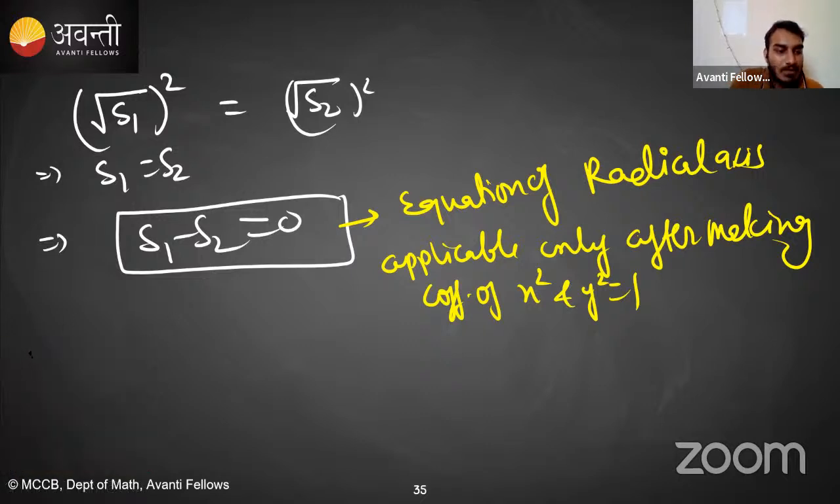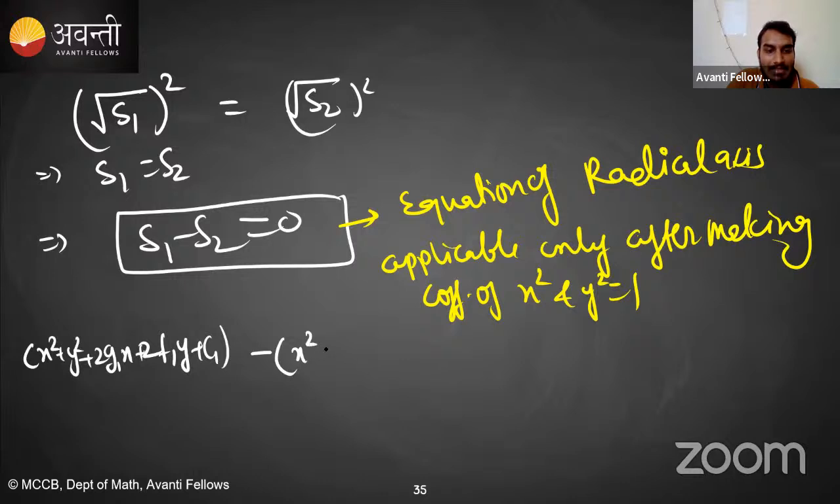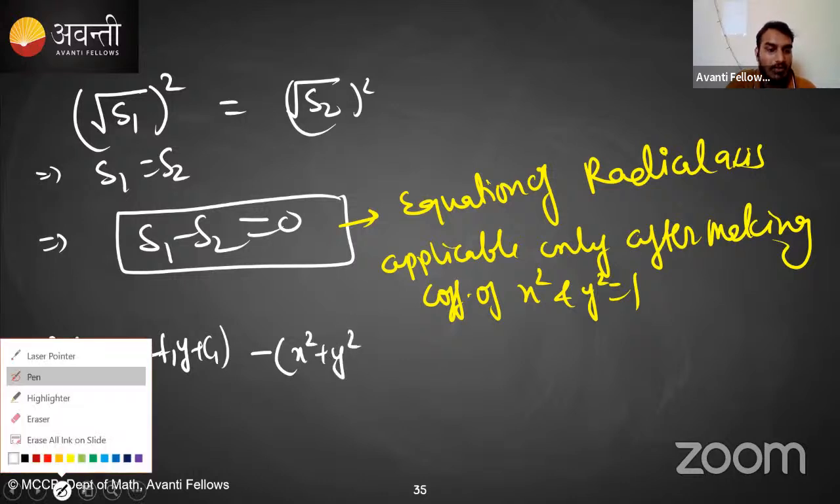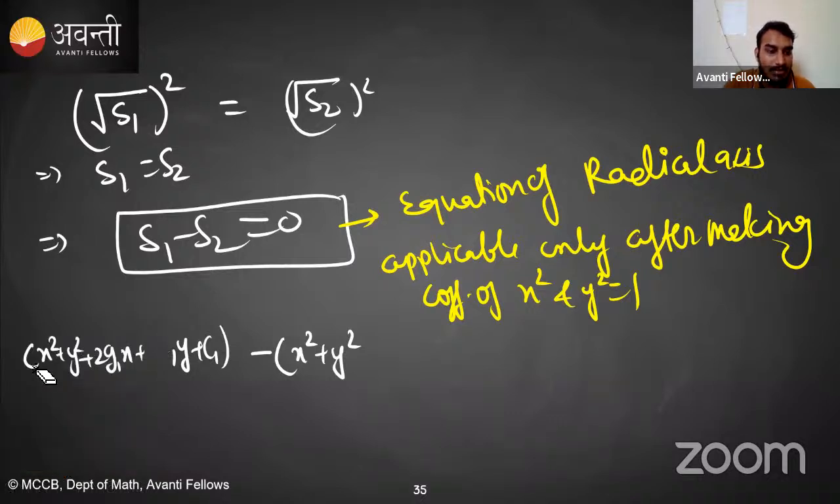Okay, so what is S1? S1 is x square plus y square plus 2g1x plus 2f1y plus c1. Sorry, the point we should put, right? Because S1 minus S2 is given. Okay, let me erase this.